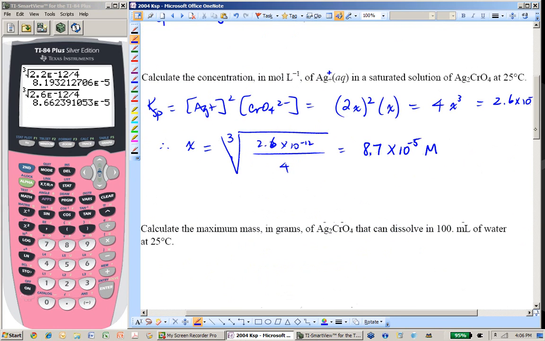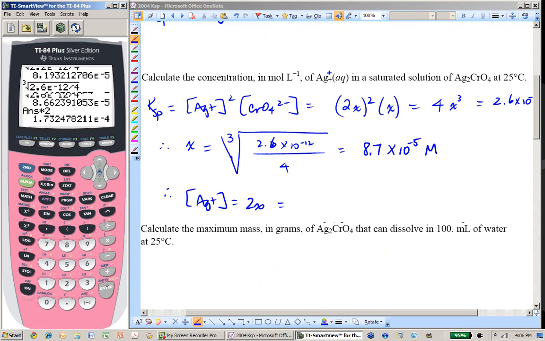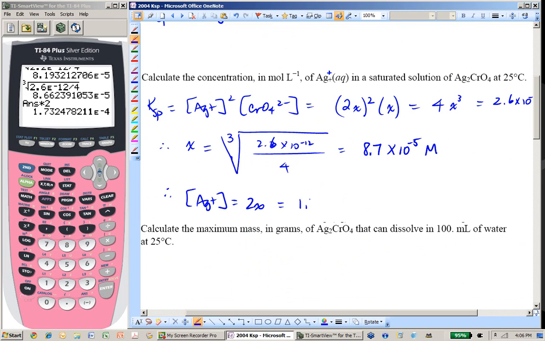But is that our answer? No. Why not? Because we need 2x. So therefore the concentration of Ag+ was equal to 2x, which is equal to twice that: 1.7 times 10 to the minus 4 molar, or moles per liter if you prefer, or put it in square brackets if you like that.